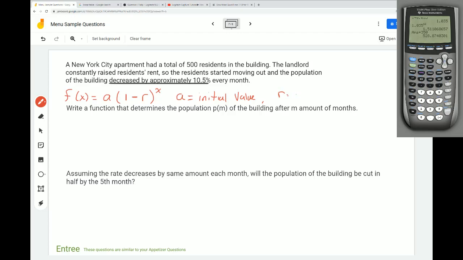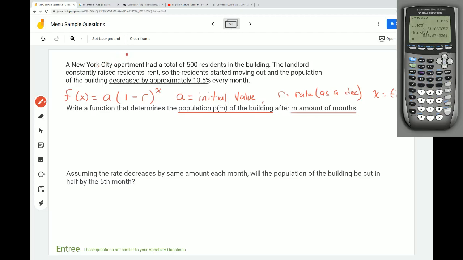R represents our rate as a decimal. And x represents time. And sometimes that x can be a t, or it depends on whatever the question gives us. So the question they're asking us is to write a function that determines the population P of M of the building after M amount of months. So just by reading this, I can see that P of M represents the population of the building, and M represents the amount of months.